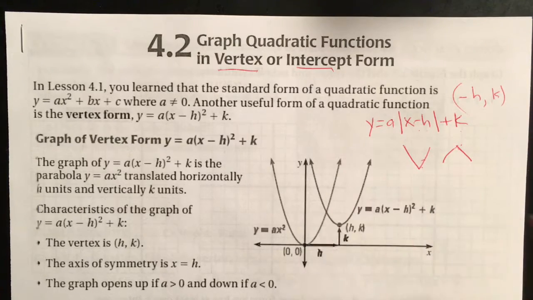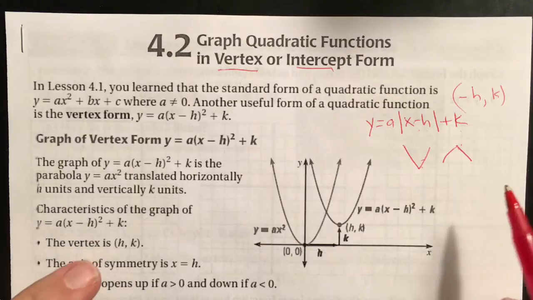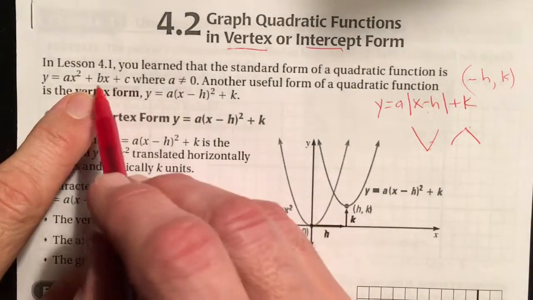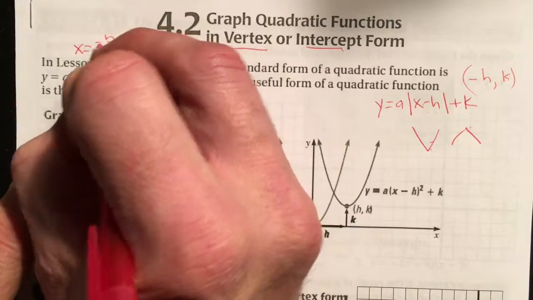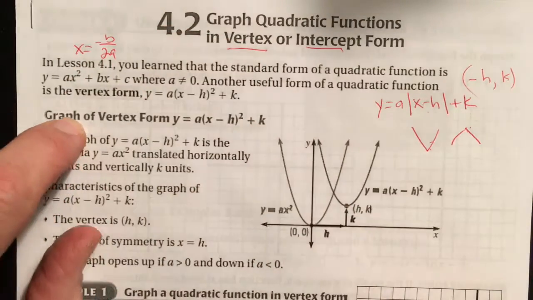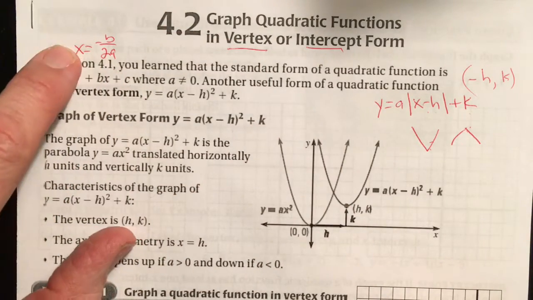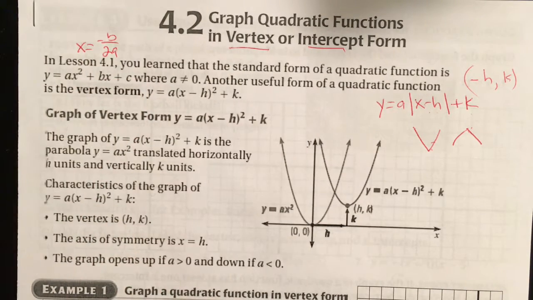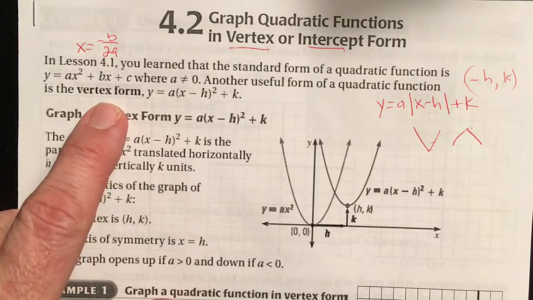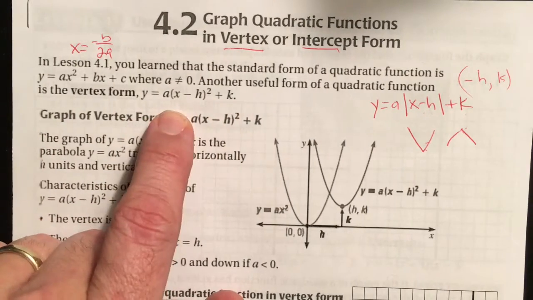Well, for quadratics, we have a very similar setup. From our standard form graphing, for this standard form, ax squared plus bx plus c, we would use the formula x equals negative b over 2a. That would be our axis of symmetry, get the vertex, and plot some points, including the y-intercept. Well, for vertex form, we have this setup.